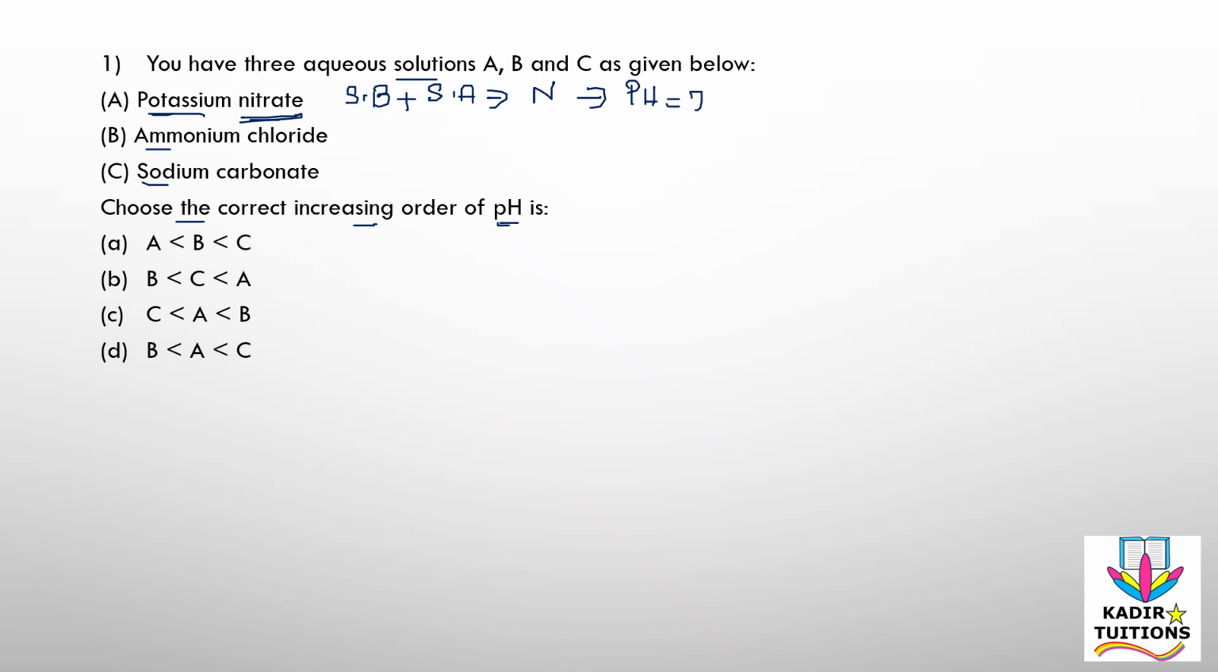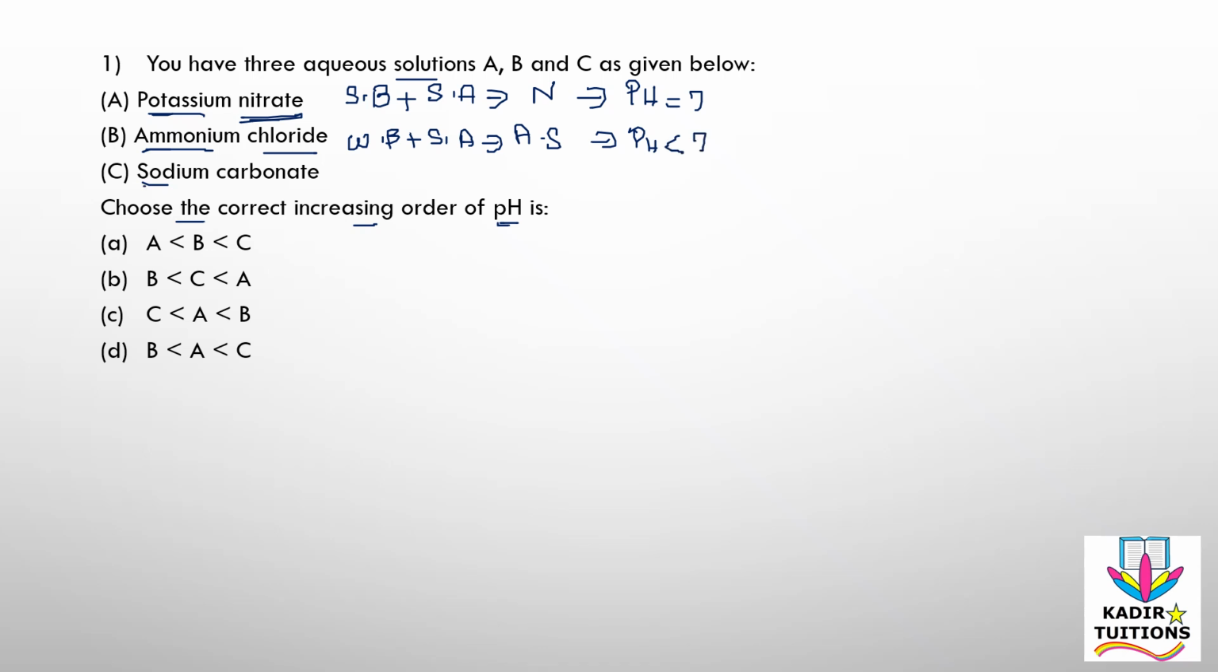The second salt is ammonium chloride. Ammonium comes from ammonium hydroxide, which is a weak base, and chloride comes from hydrochloric acid, which is a strong acid. So what type of salt is this? It's an acidic salt. And the pH value is going to be less than 7.